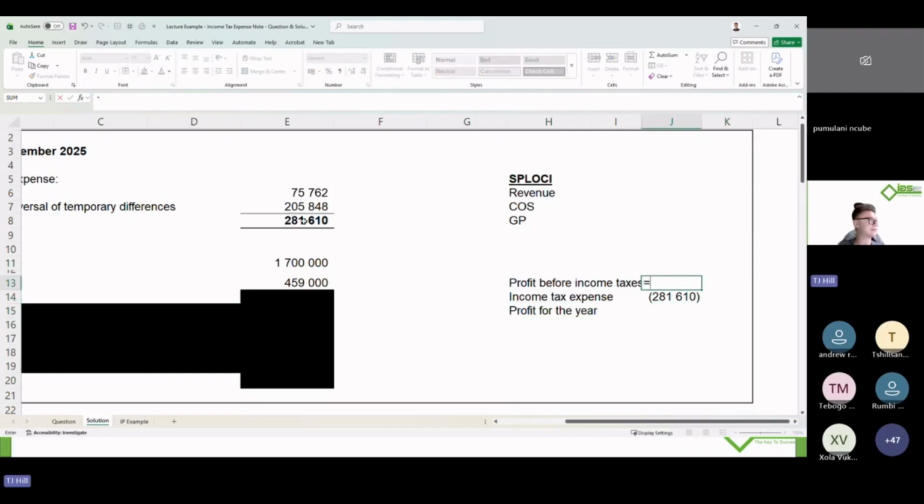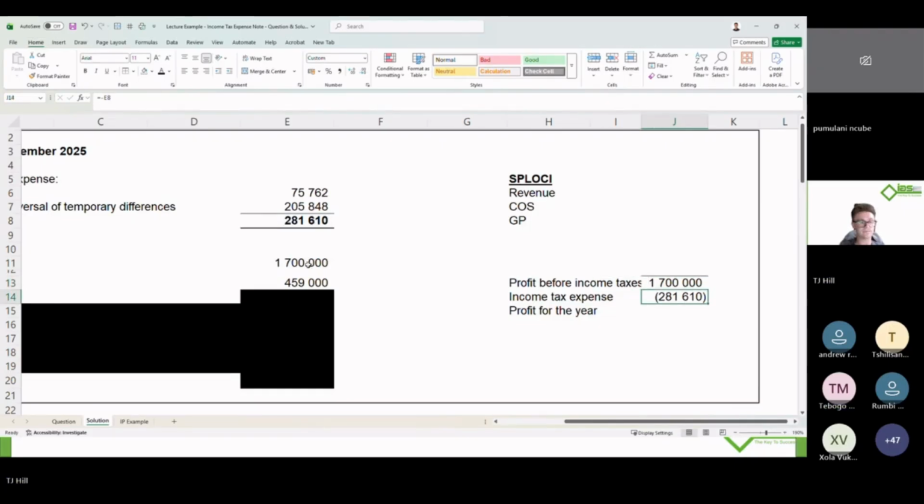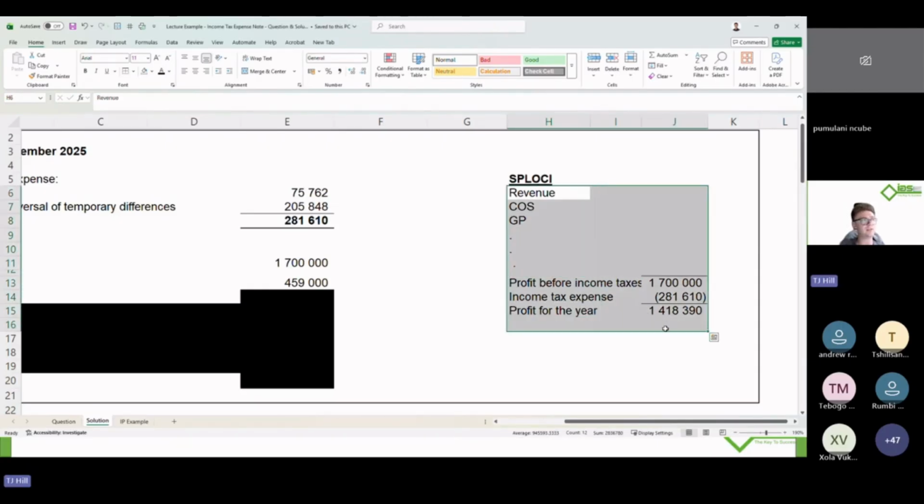That amount here is that. They gave it to me. Okay, that's my profit for the year. This is what my SPLOCI would look like. You agree?